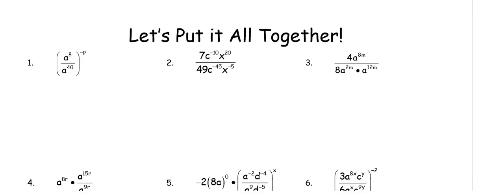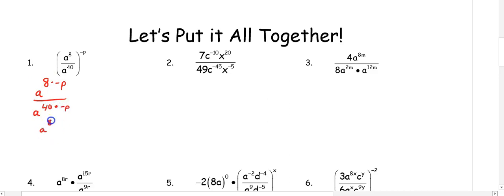So in the first one, we're going to distribute our negative p exponent. So we have a to the 8 times negative p over a to the 40 times negative p. So that gets us a to the negative 8p and a to the negative 40p. Now notice that both of these exponents are negative, so they need to switch from the numerator to the denominator, and vice versa. So that gets us a to the 40p over a to the 8p.